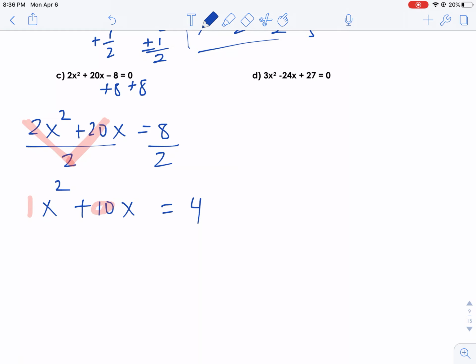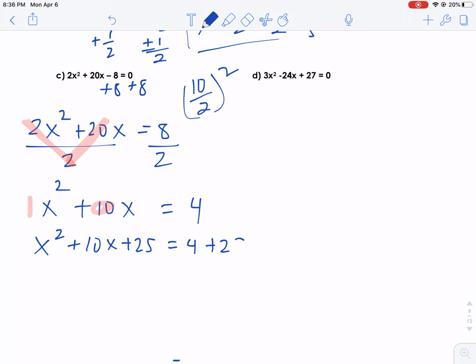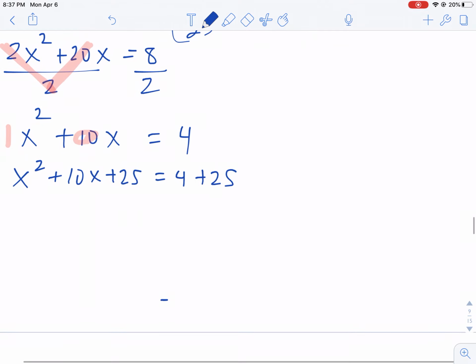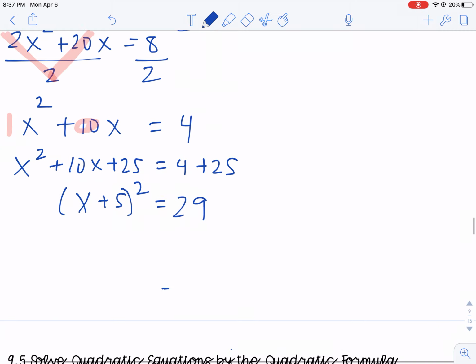Okay, we need to complete the square, so we're going to take our b value of 10, cut it in half, and square it, which will give us 25. So that would be x squared plus 10x plus 25 equals 4. Make sure we also add that 25 on the right-hand side. Make sure we add it to both sides. Okay, our left-hand side would factor into x plus 5, quantity squared, and then the right-hand side is 29.